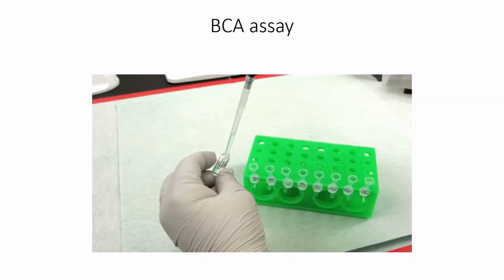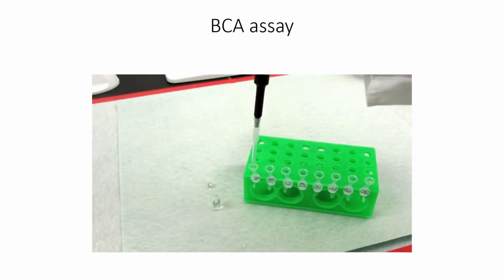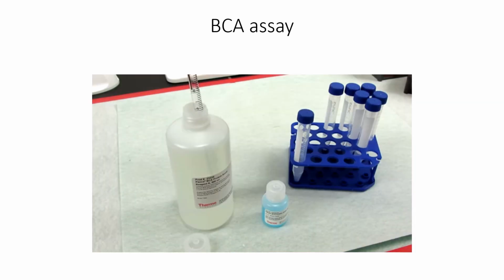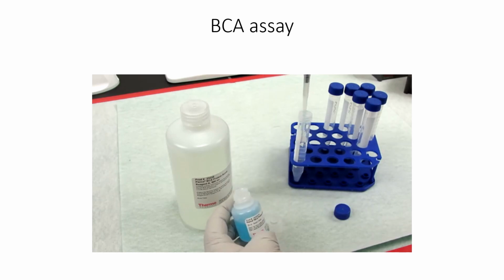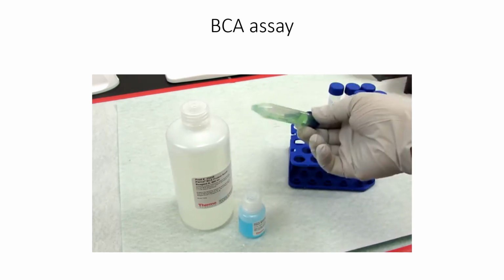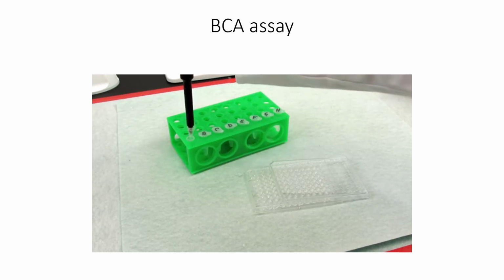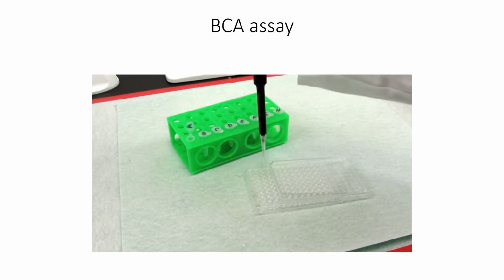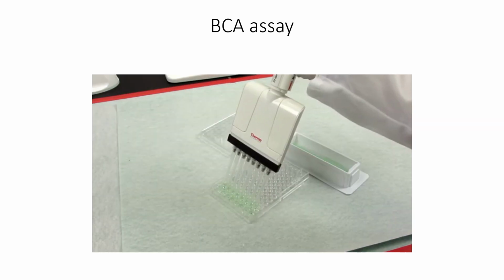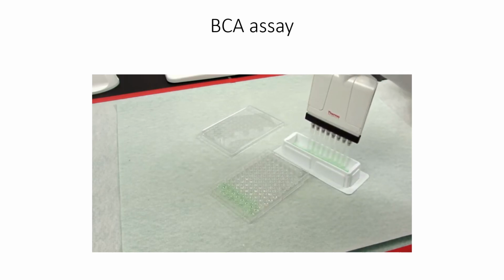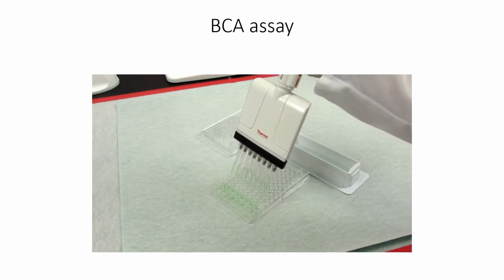After diluting the BSA standard, prepare the BCA working reagent by combining reagents A and B at a 50-to-1 ratio, and pipette 25 microliters of each standard or sample into a microplate well, followed by 200 microliters of the BCA working reagent. So we don't do the microplate here.